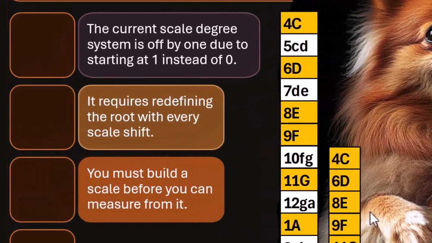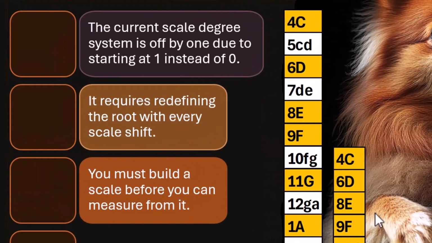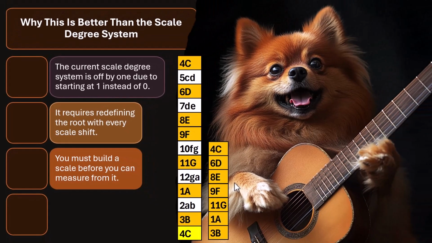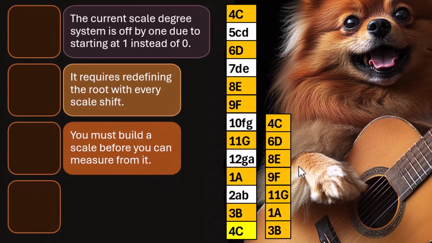They're always the same. On the piano, it's a little different because your fingering is different because it's not a symmetrical instrument. But on the guitar in particular, it's always the same. We want to maximize that. You must build a scale before you can measure from it.